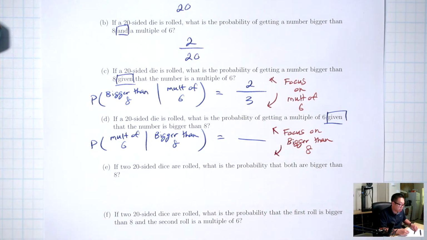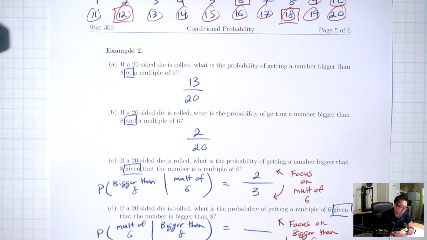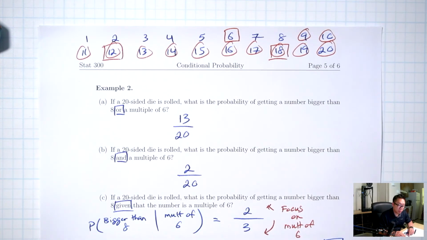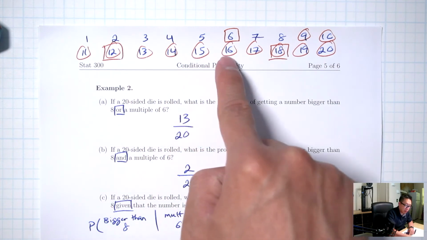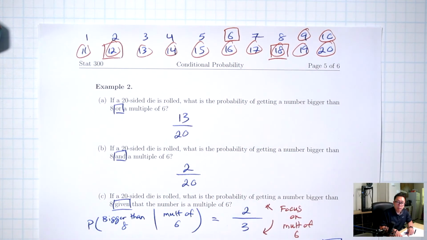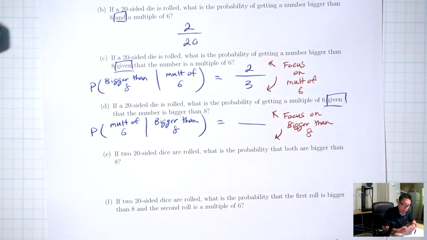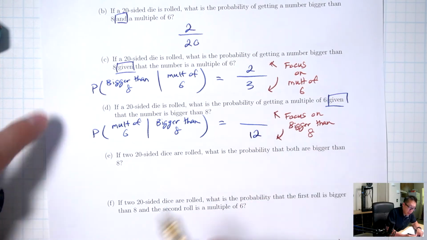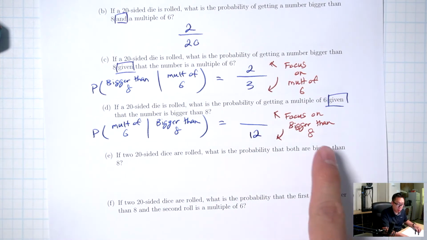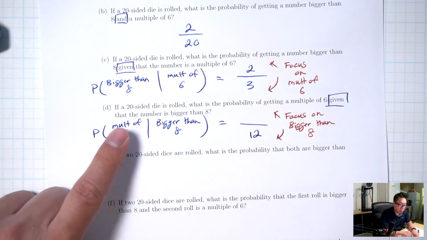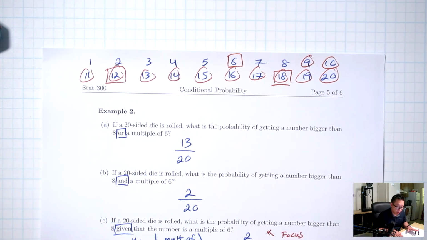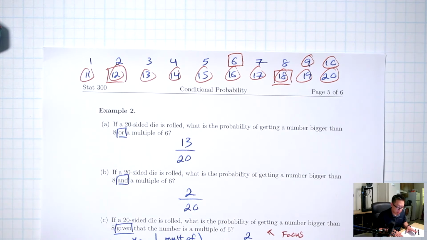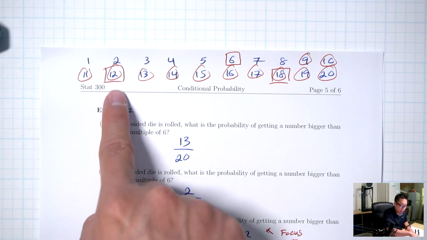Right, so focusing just on the numbers bigger than 8, how many are there total? These are the circles. 1, 2, 3, 4, 5, 6, 7, 8, 9, 10, 11, 12. Okay, there's 12 total. That's my bottom number. And then still focusing on the numbers bigger than 8, how many are multiples of 6? So focusing just on the circles, how many are multiples of 6? Those 2. So 2.